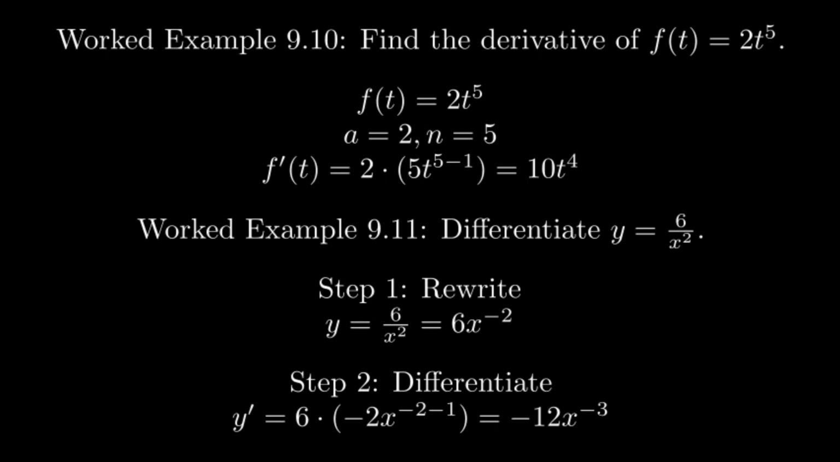We can apply the rule. The derivative y prime is 6 times negative 2x to the power of negative 2 minus 1. This simplifies to negative 12x to the power of negative 3. We can also write this as negative 12 over x cubed.